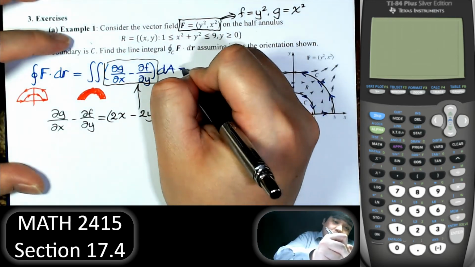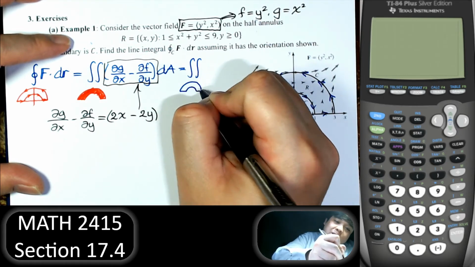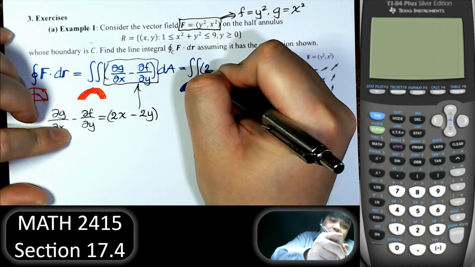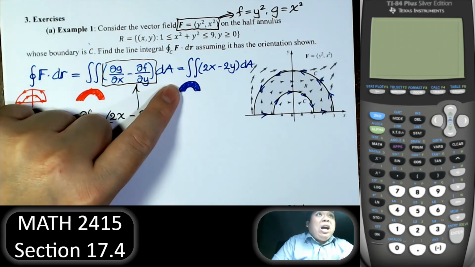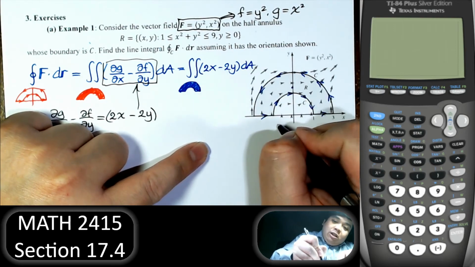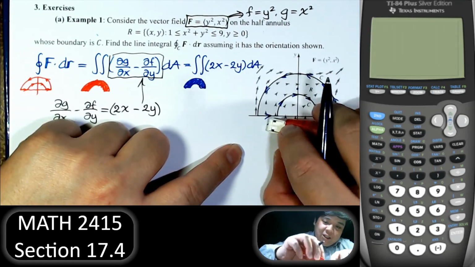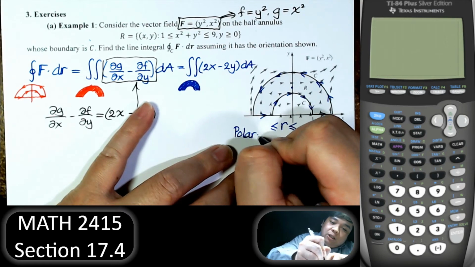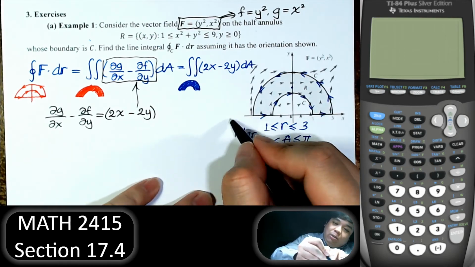So this integral is equal to, once again, I'm still drawing half a donut, and the function is 2x minus 2y dA. Now if I write the limits for the donut in rectangular, it will be a lot more difficult. I can just say for that donut, r is between 1 and 3, right? Because x squared plus y squared is r squared in polar. So in polar coordinates, r is between 1 and 3, and theta from 0 to pi.